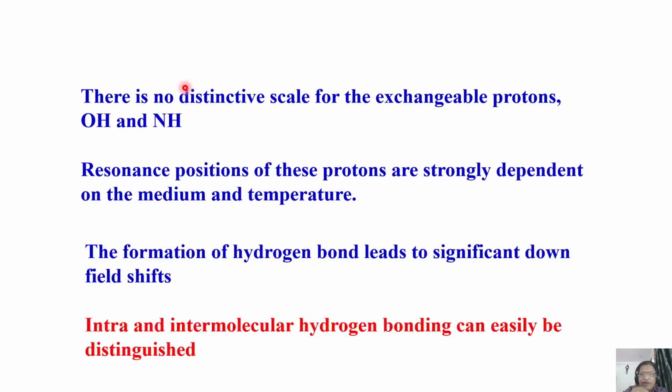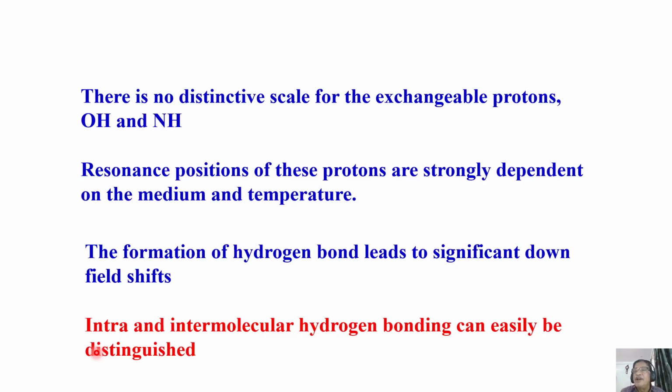It also depends upon the physical conditions of the experiment, like temperature, solvent medium, solute concentration, various things depending on the hydrogen bonds. But one thing you can notice is that if your molecule is forming a hydrogen bond, this leads to significant downfield shifts. If OH is there, NH is there, and it is forming a hydrogen bond, that particular proton can move to downfield.